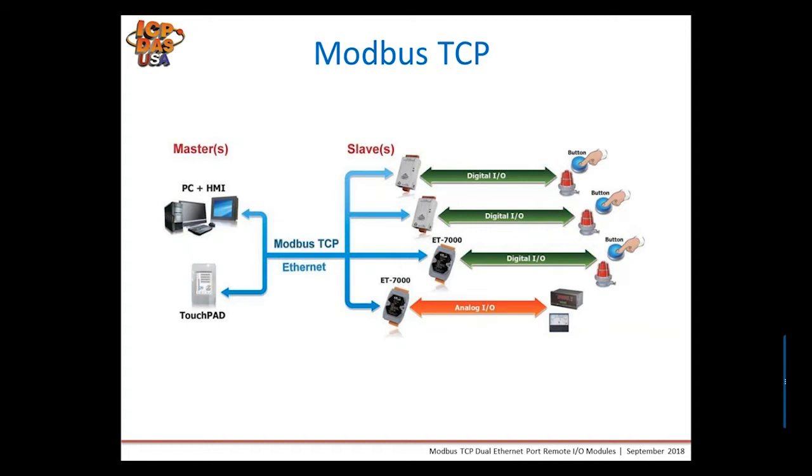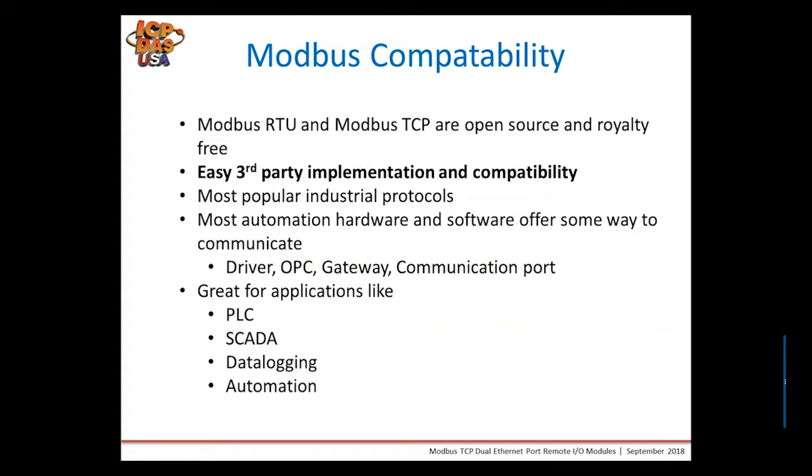Here's a typical illustration of how a Modbus TCP system would be implemented. There would be an Ethernet switch in the middle, connecting all the multiple slave devices to either one or multiple master devices. In this case, we're showing a PC, which is acting as a HMI, and our touchpad controller, but it can be any Modbus master device communicating to each of these individual slave devices on the right, reading the various digital I/O and analog I/O and controlling the outputs as well.